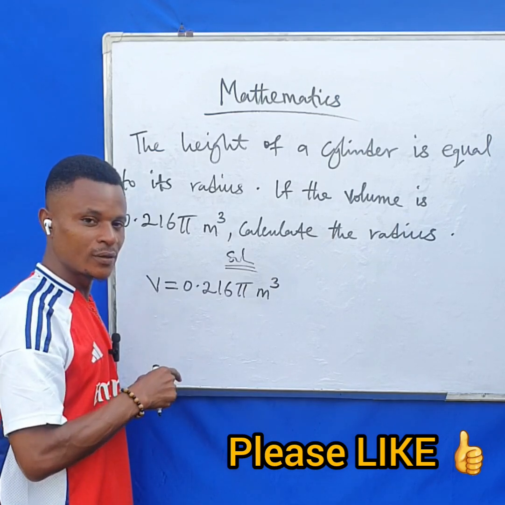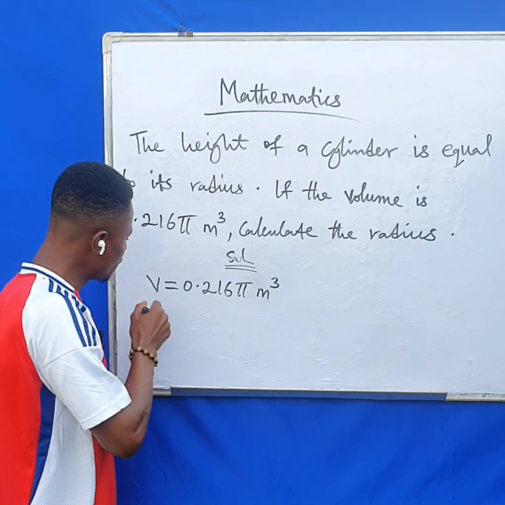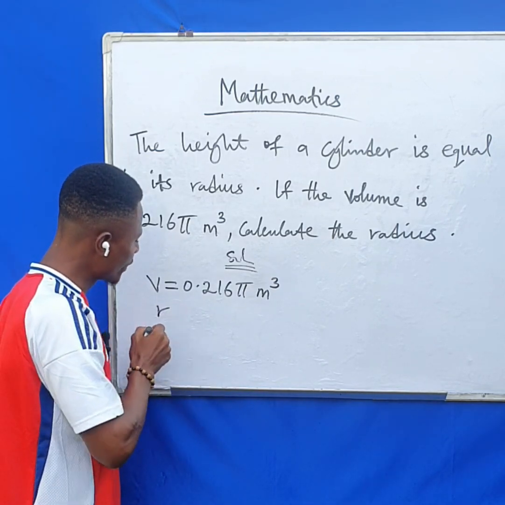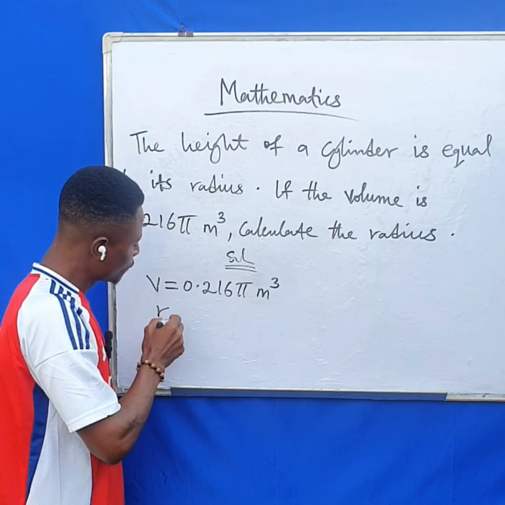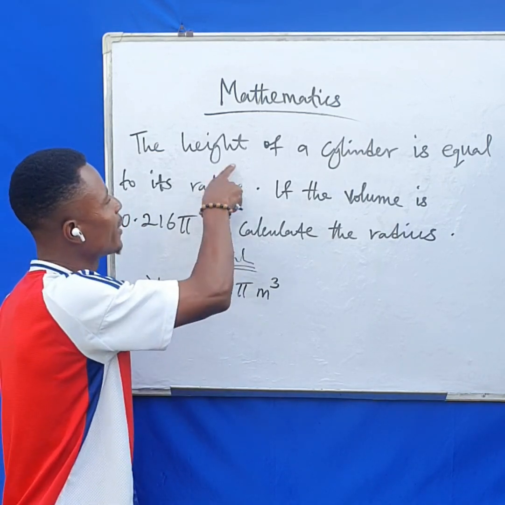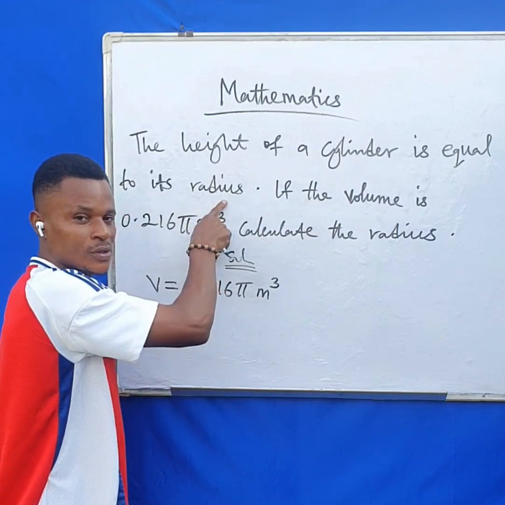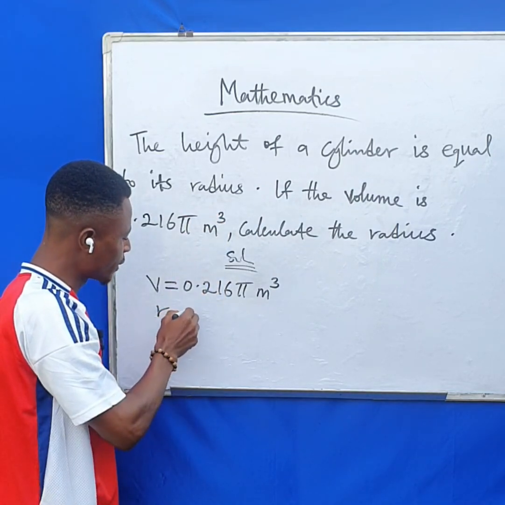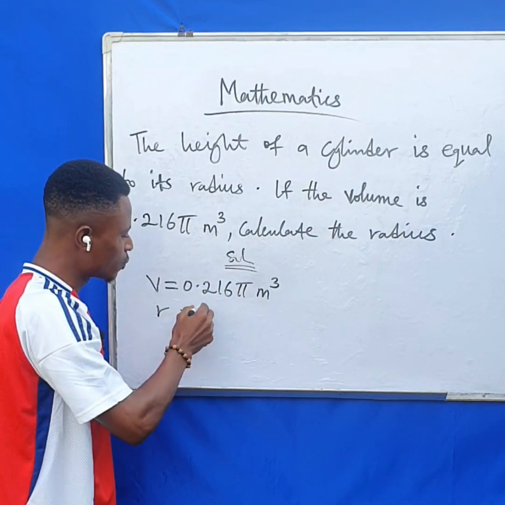For the volume of a cylinder, we need the radius and also the height. But from the question, they told us that the height of a cylinder is equal to its radius. That means the radius and the height are equal. So radius is equal to the height.